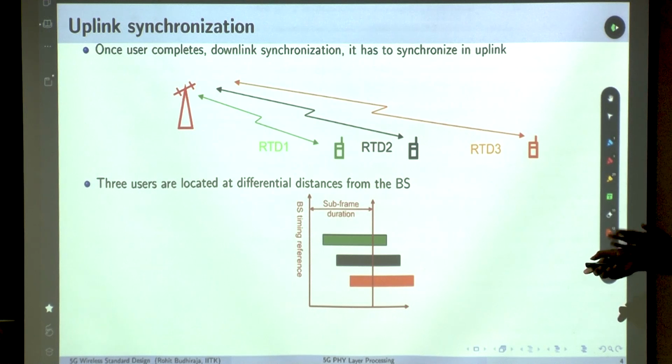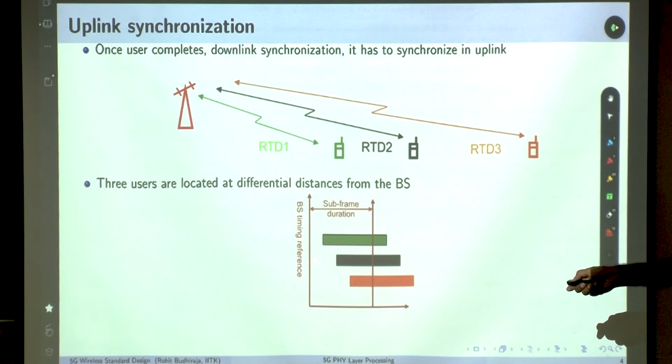The base station will tell somehow, and that is part of uplink synchronization. Some special sequences are transmitted in the uplink, which help the base station figure out this delay. And that delay is indicated to the user, that it should advance its time by this much so that this slot reaches in time. This will be the delay for user 2, this will be the delay for user 3. The base station calculates and tells the user to please advance your transmission, right?